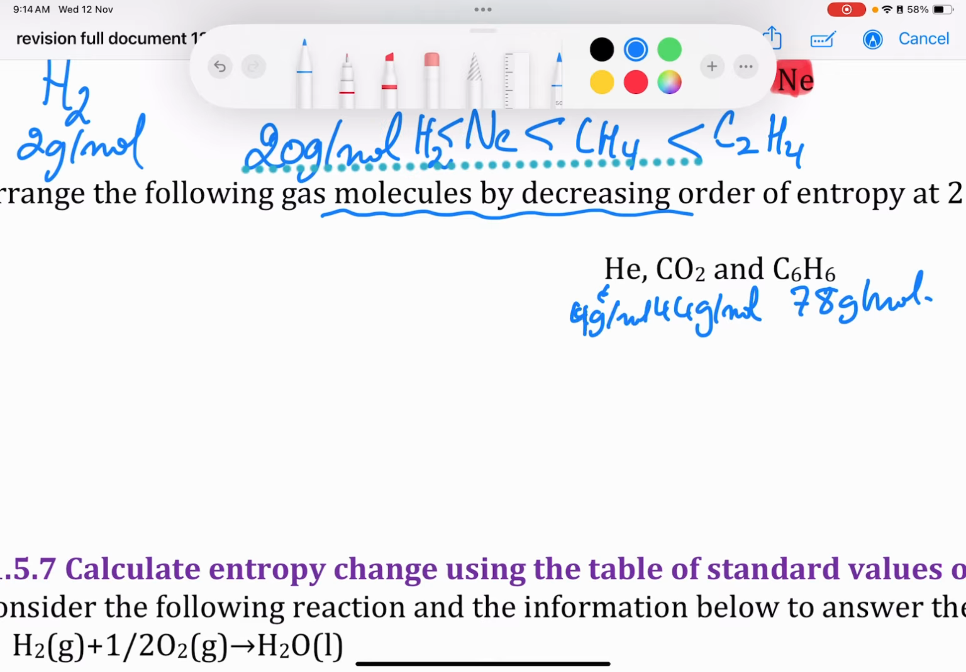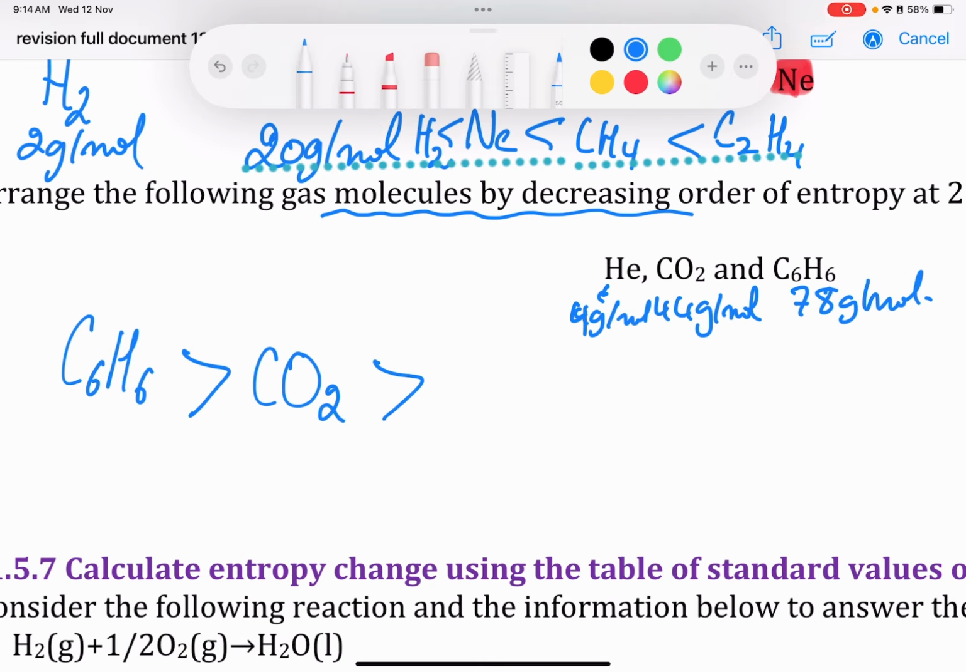You can compare their mass. You can compare their complexity. So this one has the highest entropy, then oxygen, then helium. So the complexity of the molecule, the more complex, the more disordered it is.